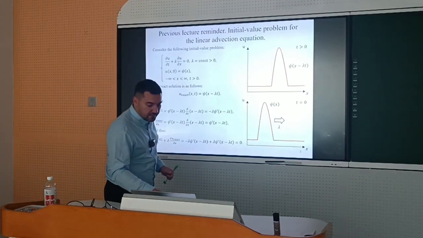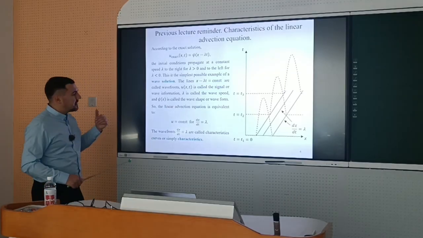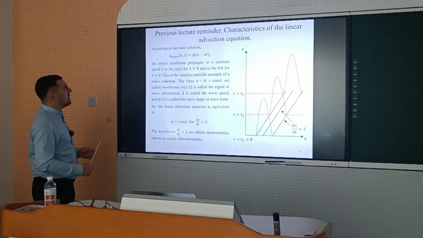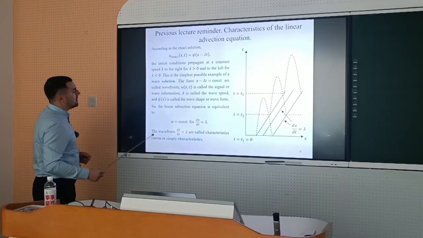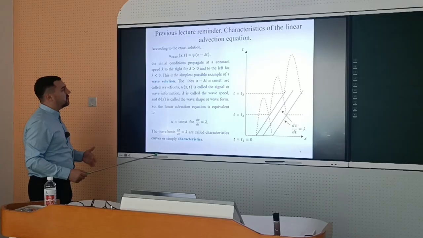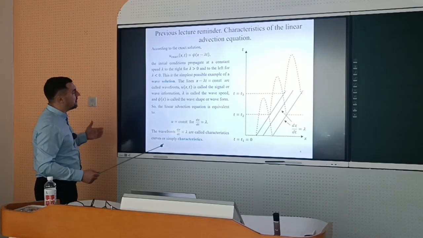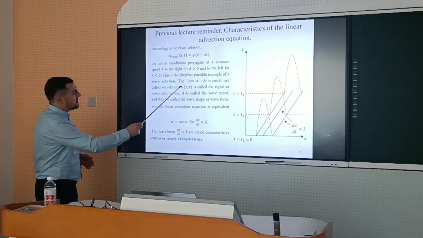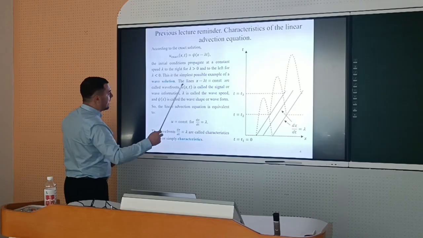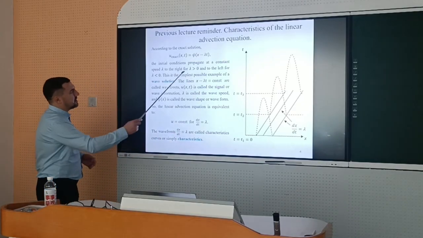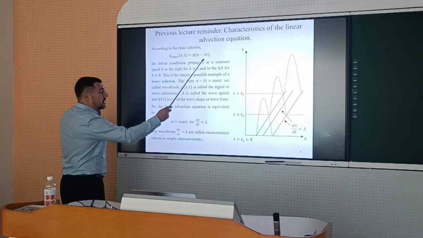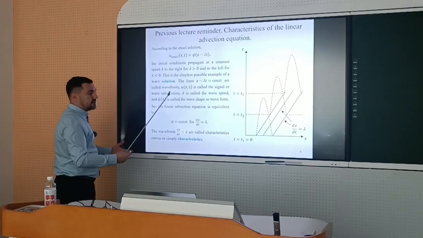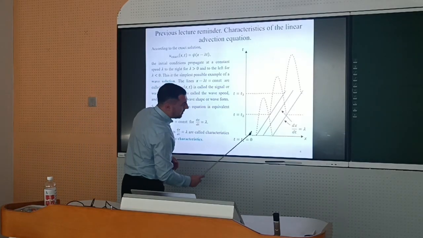It is very important for us today to understand what the characteristic line is for this model. According to the exact solution, the initial conditions propagate at a constant speed lambda to the right for lambda greater than 0 and to the left for lambda less than 0. This is the simplest possible example of a wave solution. The lines x minus lambda t equals constant are called wavefronts, because if x minus lambda t equals constant, then u exact for this x and t is also constant. So the profile propagates along this characteristic line.